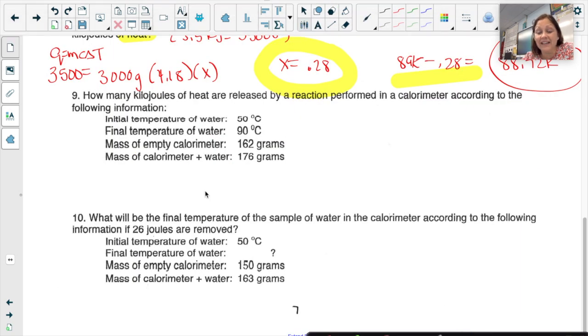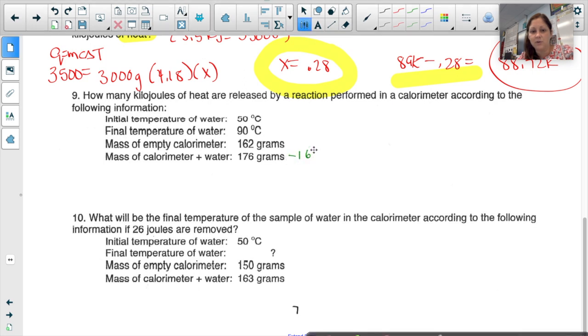And then finally, if you are given information about the calorimeter, we know that we can't measure the mass of water just on the table. So you have to measure the mass of the water by using the calorimeter. Whenever that happens, if they give you the mass of the calorimeter when it's empty and the calorimeter plus the water, you are going to subtract the mass of the calorimeter from the water plus the calorimeter to get the number of grams of water by itself.